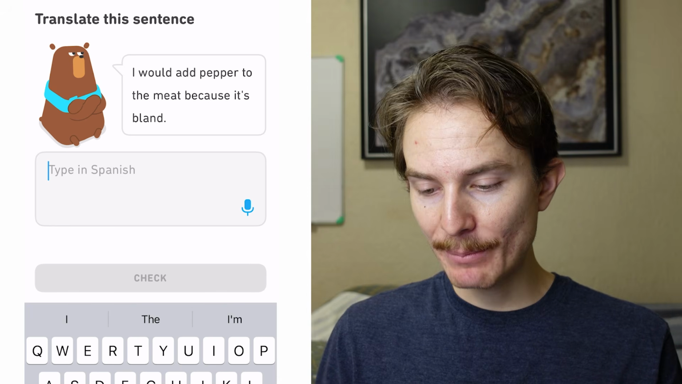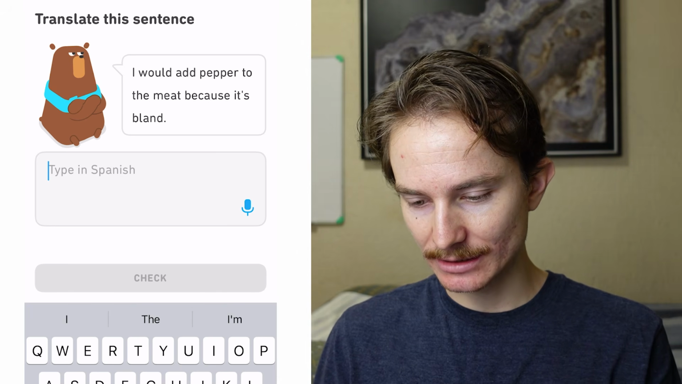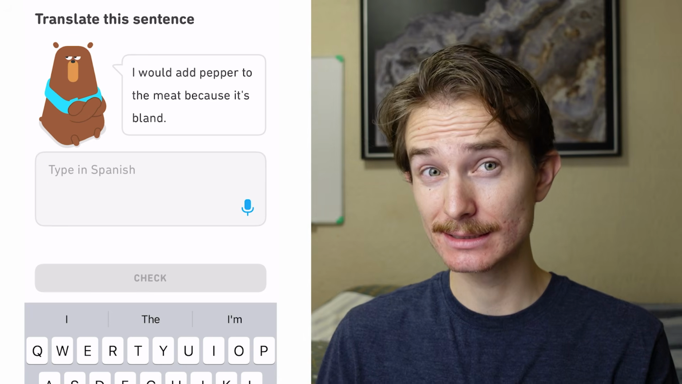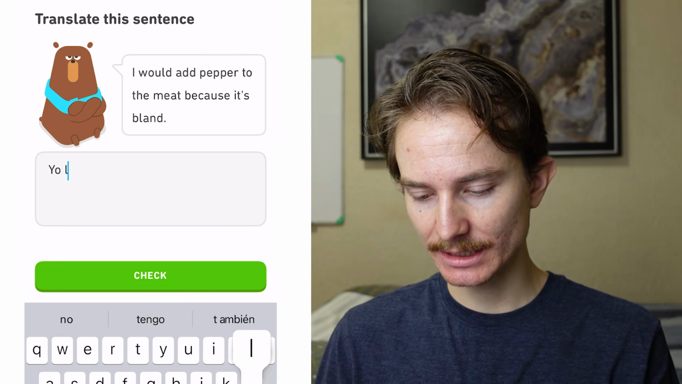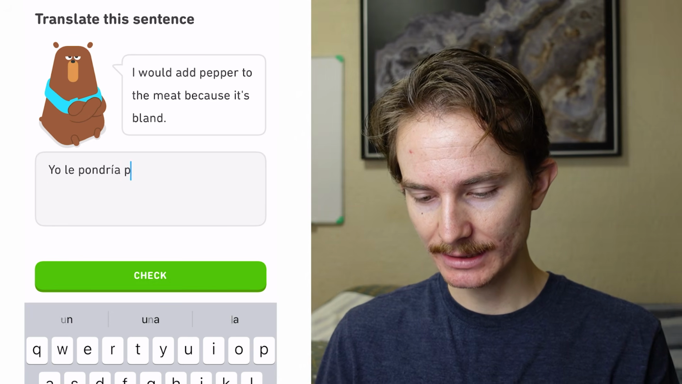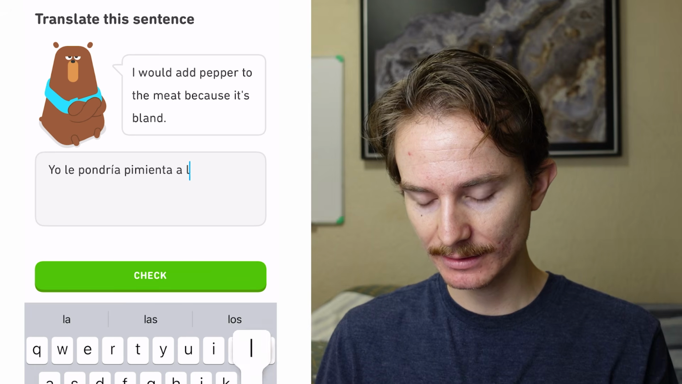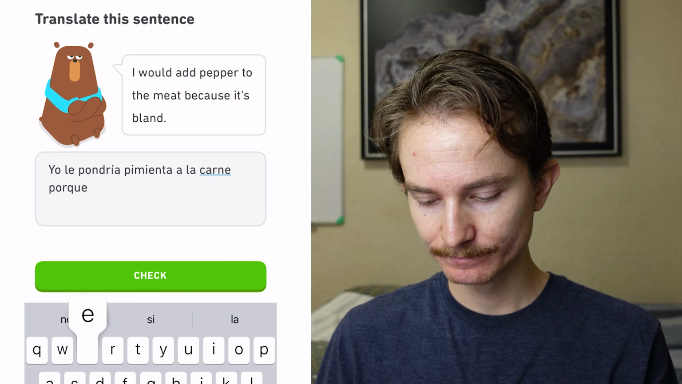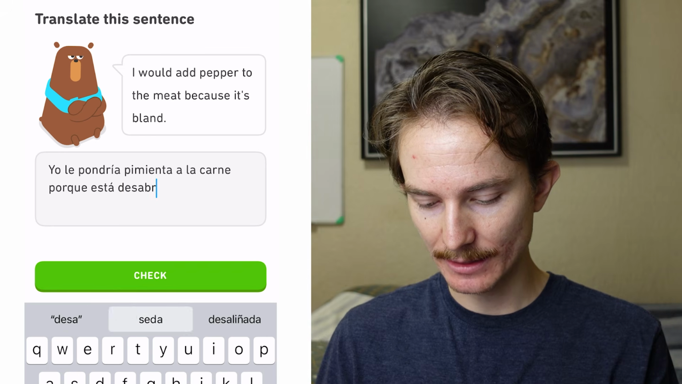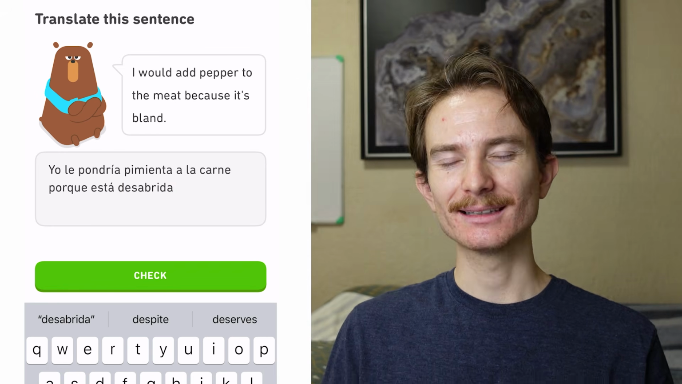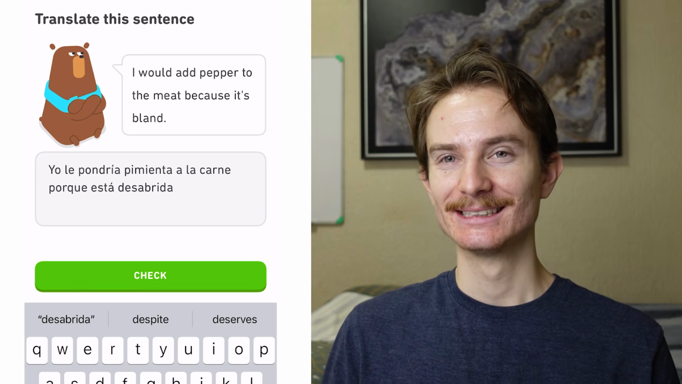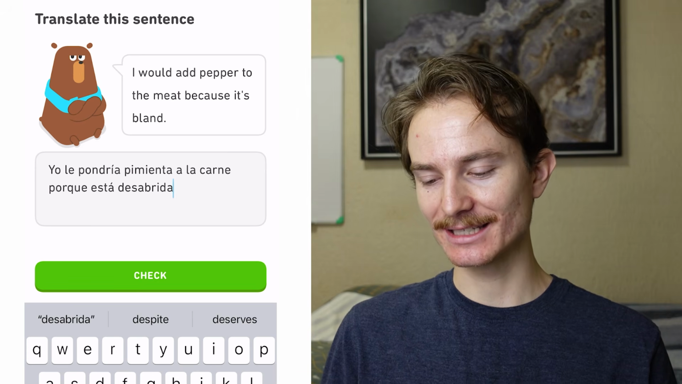Okay, so I would add pepper to the meat because it's bland. I would say yo le pondría pimienta a la carne porque está desabrida. This is how I would say it. I'm curious if Duolingo is going to mark me wrong. I'm a little bit scared. It's always at the end of these tests that I get scared. All right, let's see.